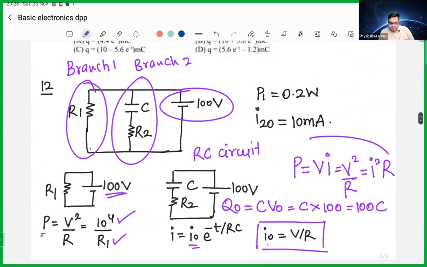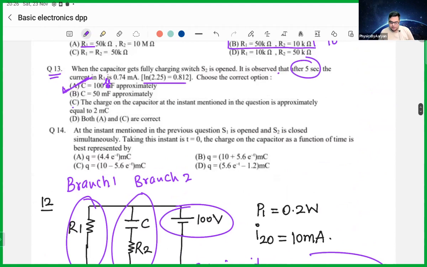10 millicoulomb. But in option C, it is 2 millicoulomb. So that is why options B, C, D are wrong. It is just 10 millicoulomb, not 2. That is why this option is wrong.